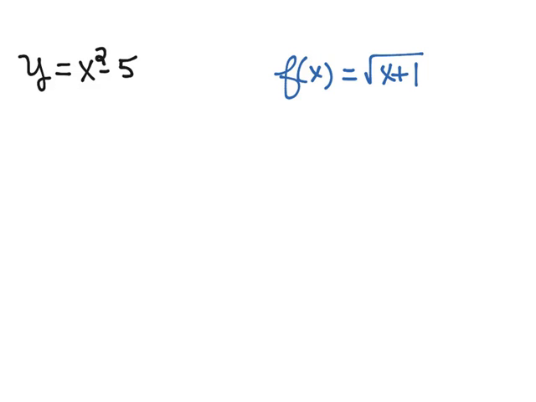We're asked to find the domain and the range for the function. So if we look at y equals x squared minus 5, there are no restrictions on what we can substitute in for x. Any number that you can imagine, you can always square it and then subtract 5. So the domain for y equals x squared minus 5 is all real numbers.